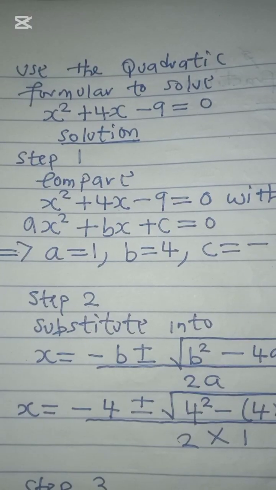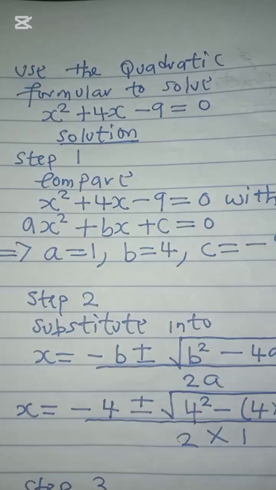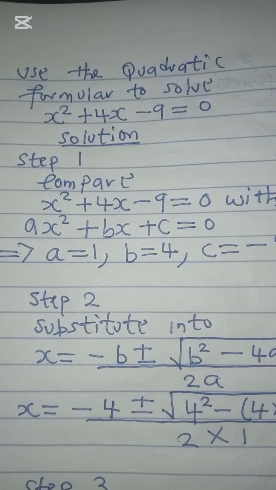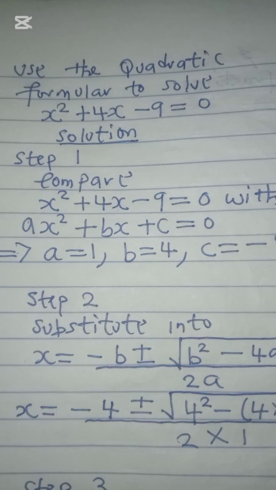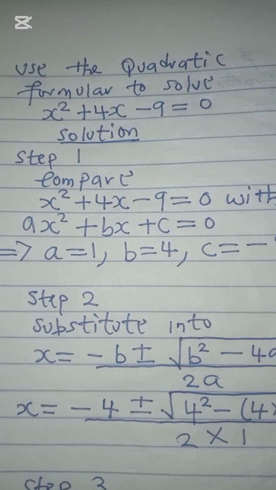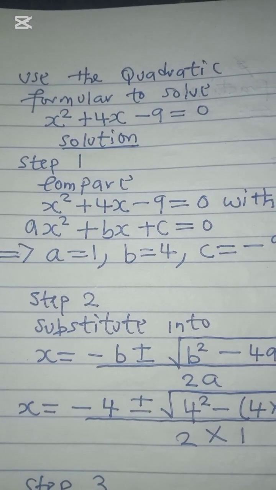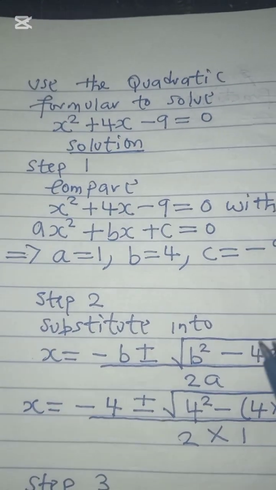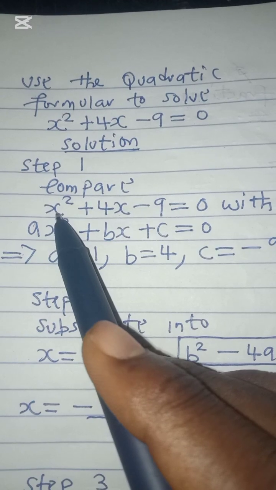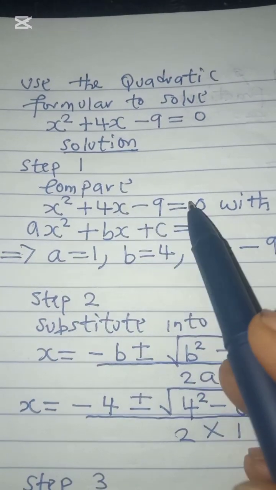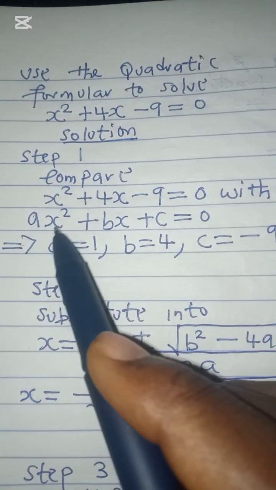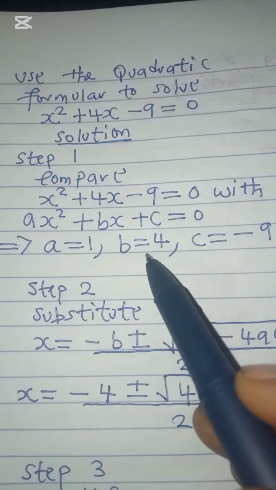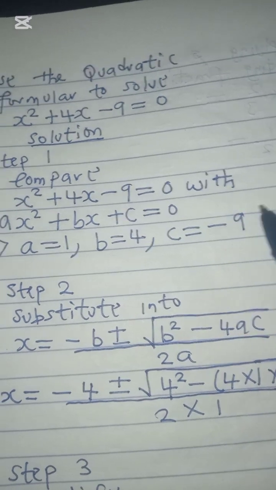So having gotten our quadratic formula, we will use it to solve x squared plus 4x minus 9 equals 0, which happens to be the last question I solved using the completing the squares method. So in order to save time, I've already solved everything, and I'm going to be showing you how I did it step by step. So first of all, we compare our given equation x squared plus 4x minus 9 is equal to 0 with ax squared plus bx plus c is equal to 0. So in this case, our a is equal to 1, our b is 4, and our c is negative 9.